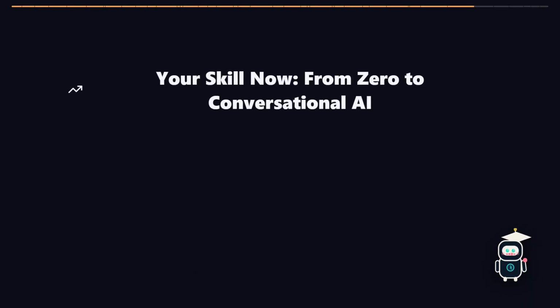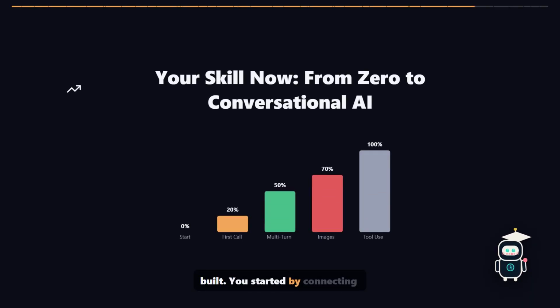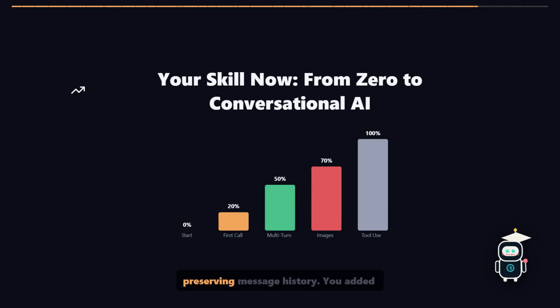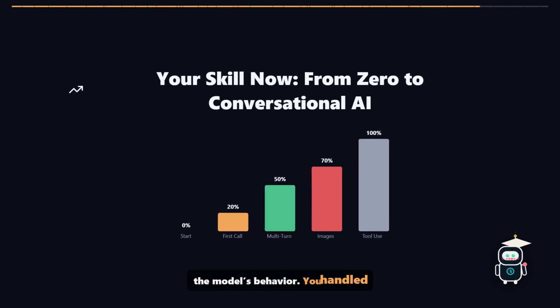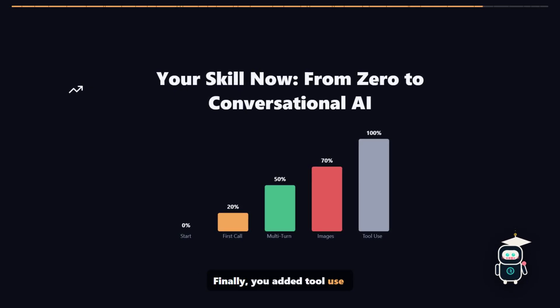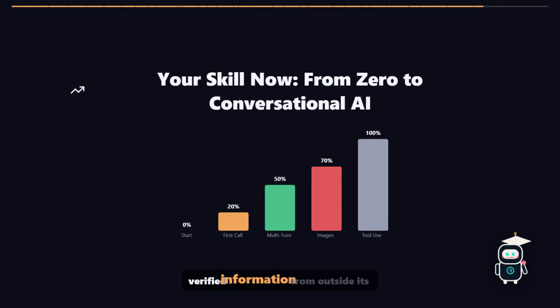Look at what you have built. You started by connecting Python to a foundation model through Amazon Bedrock. Then, you created a multi-turn conversation by preserving message history. You added a system prompt to guide the model's behavior. You handled errors, tracked token usage, and sent an image alongside text. Finally, you added tool use, so the model could request verified information from outside its training data.